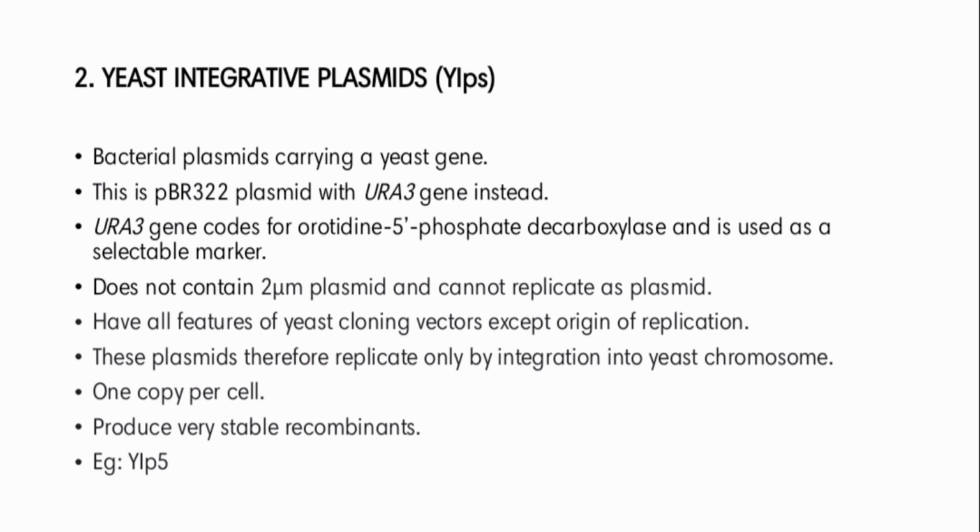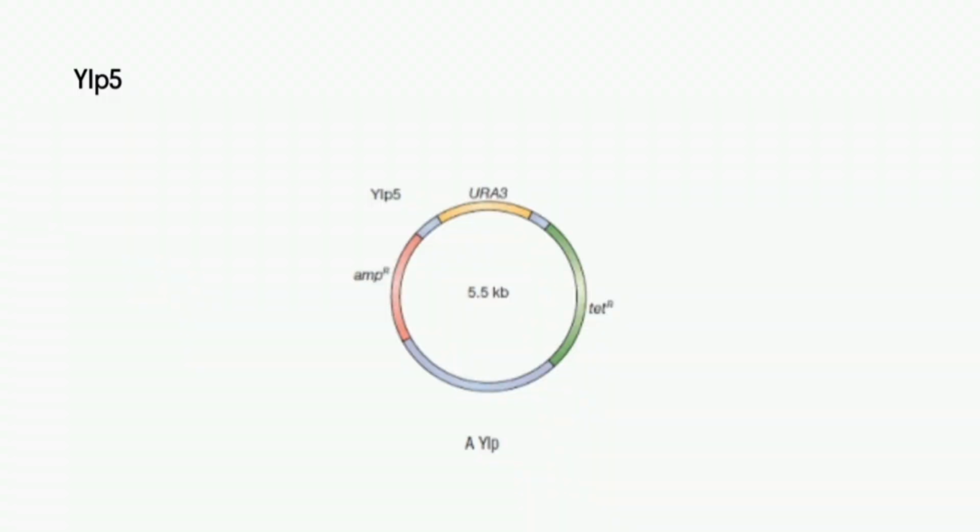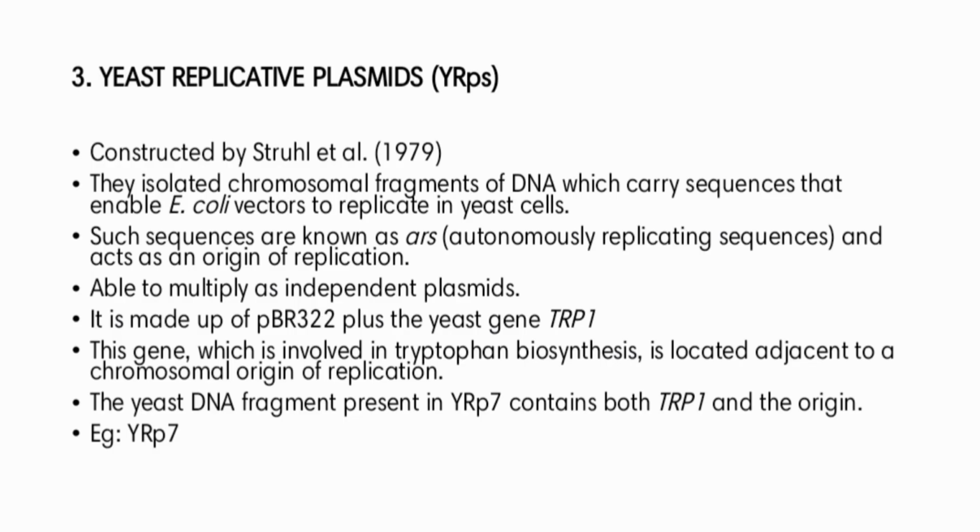These plasmids therefore replicate only by integration into the yeast chromosome, and the copy number is 1 per cell and it produces very stable recombinants. So an example for this plasmid is YIP5, and this structure consists of ampicillin and tetracycline genes and this is the URA3 gene. The third one is the yeast replicative plasmids.